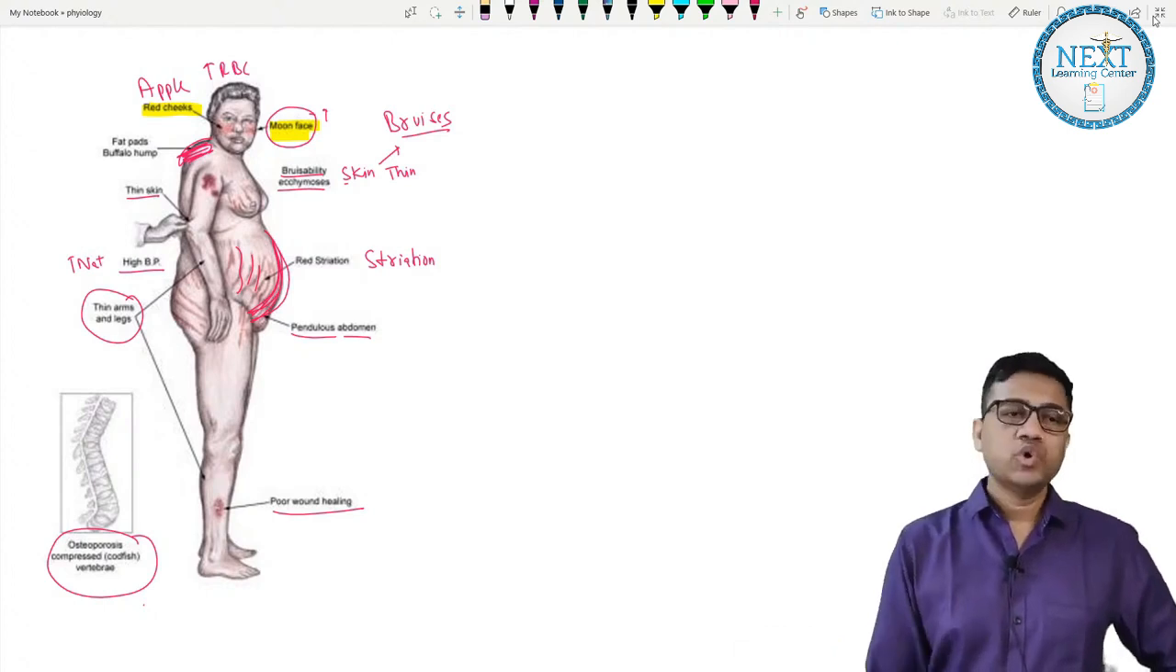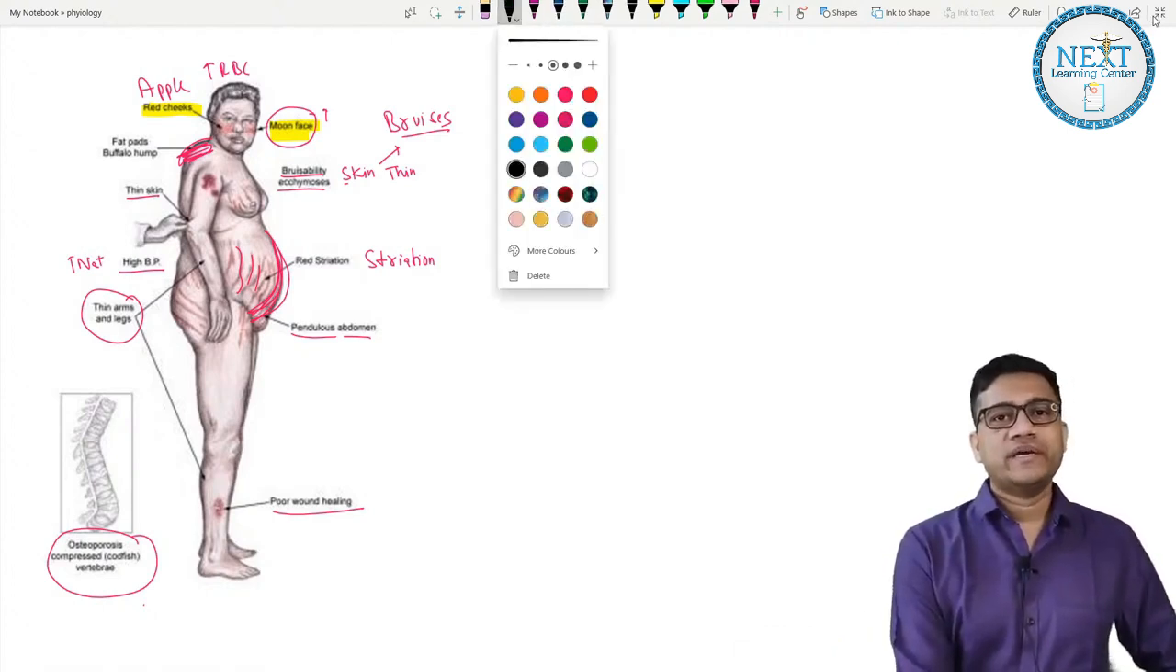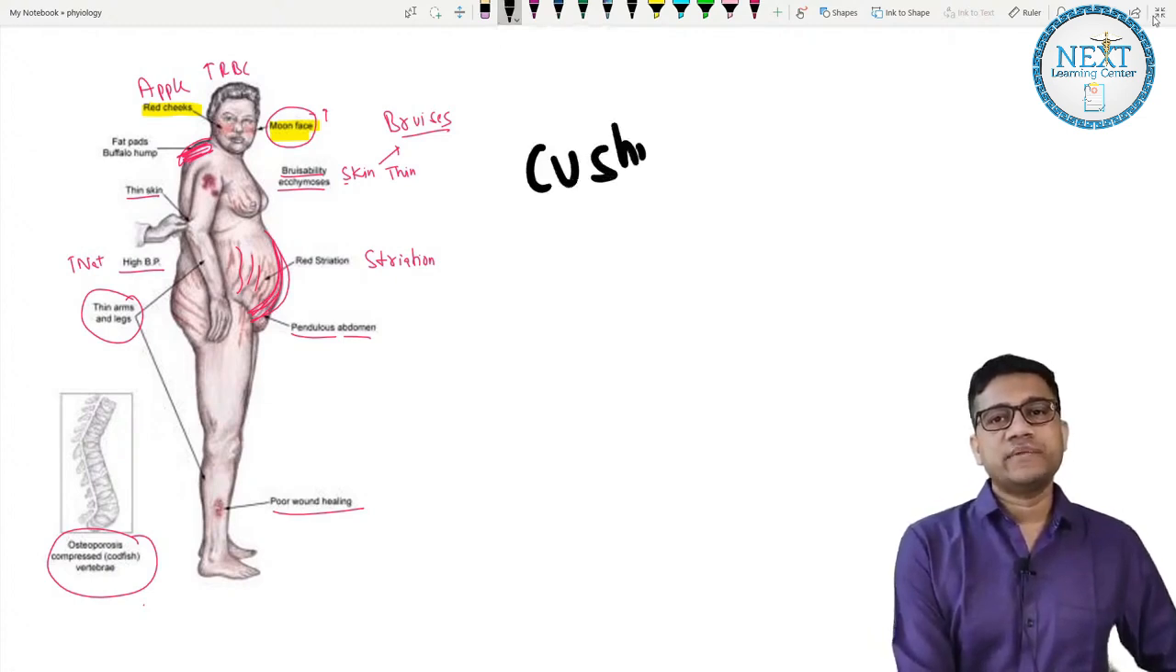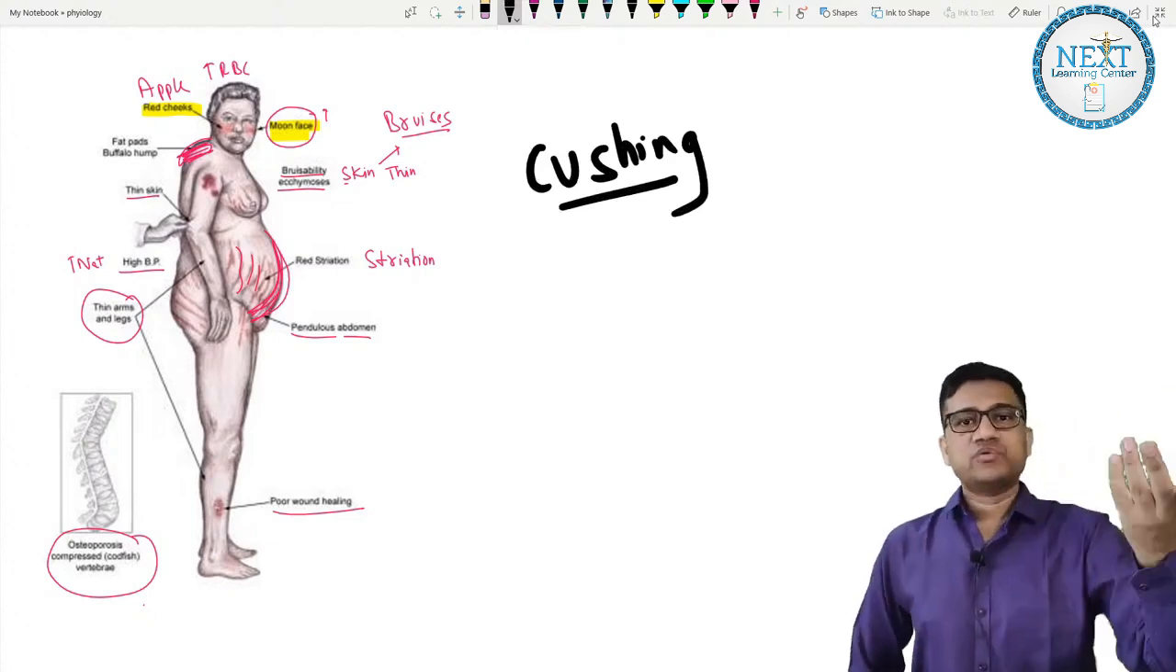Very good. This is Cushing syndrome. This is Cushing's. Very good. You're bang on target, and you will do the same thing in the exam. This is Cushing's. Okay, clear? And what is Cushing's caused by?